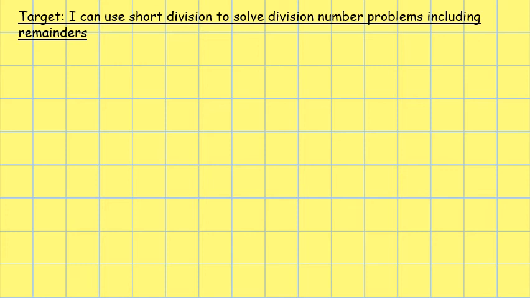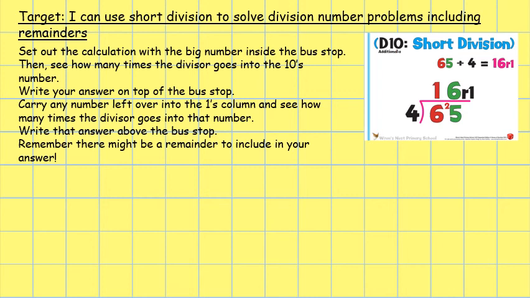Your target today is I can use short division to solve division number problems, including remainders. Set it out with the big number inside the bus stop. Then, see how many times a divisor, the number outside the bus stop, goes into the tens number. Write your answer on top of the bus stop. Carry any number left over into the ones column and see how many times a divisor goes into that number. And write that answer above the bus stop. Remember, there might be a remainder to include in your answer.